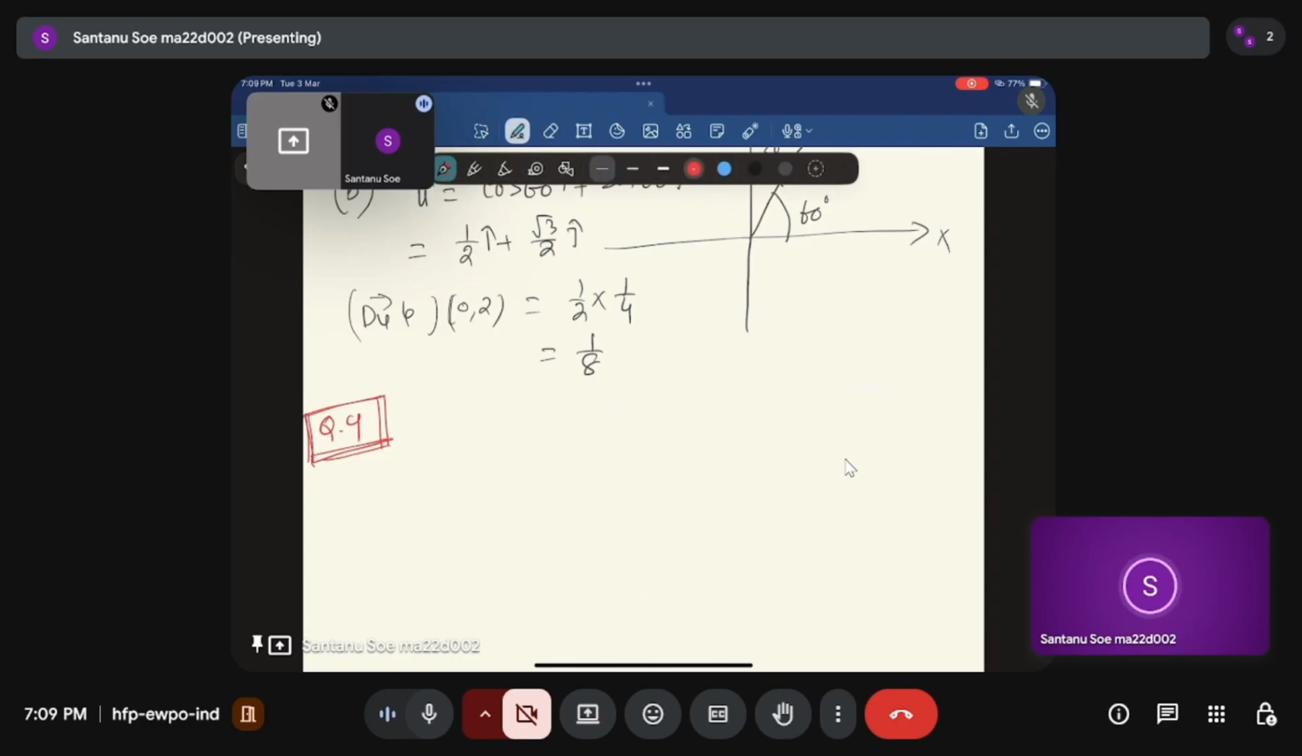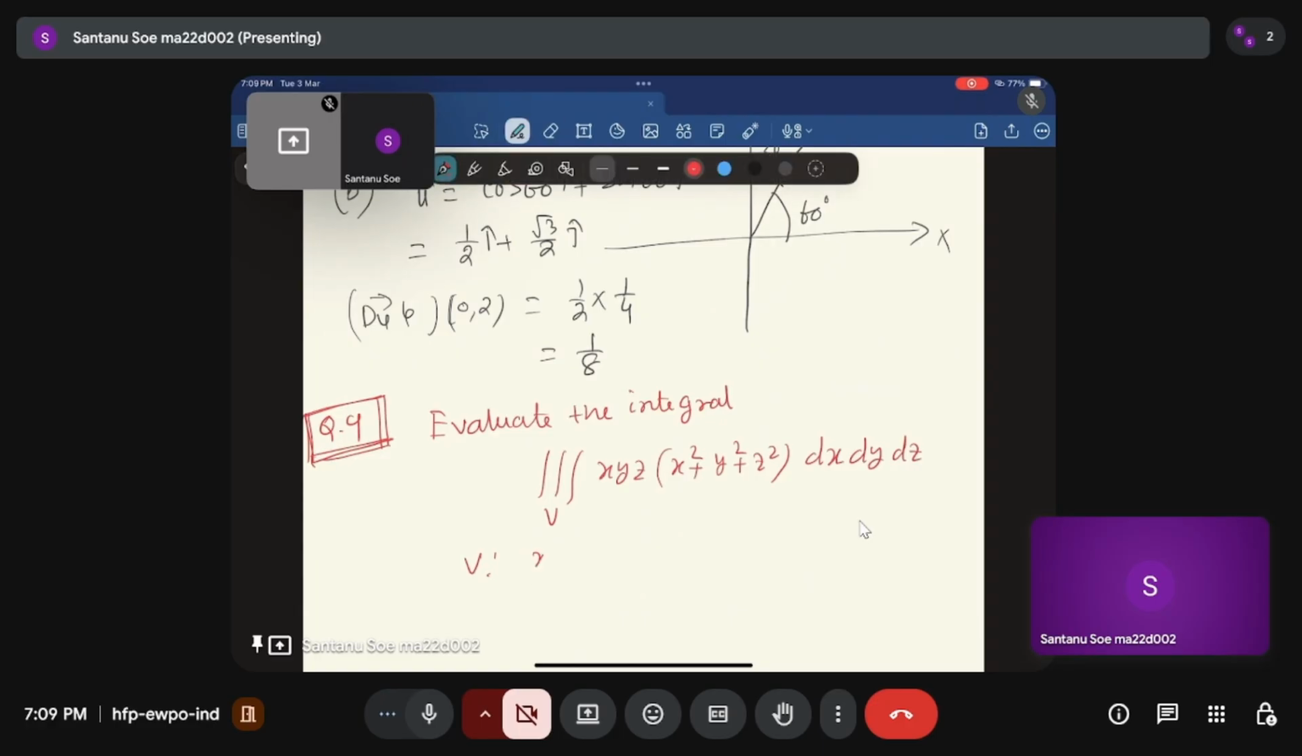Okay. So evaluate the integral xyz (x square plus y square plus z square) dx dy dz, where the region V is given by x greater equals to 0, y greater equals to 0, z greater equals to 0, and x square plus y square plus z square less equals to a square. Okay.